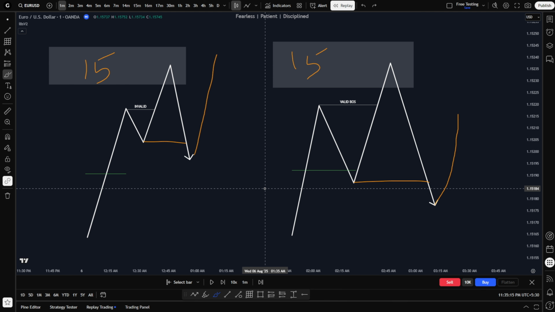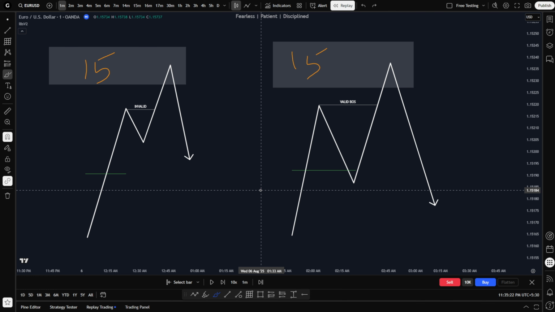If you notice properly, this is what happens every single time in the market. It's like a pattern, right? So this happens all the time. So this is how you should do, guys.